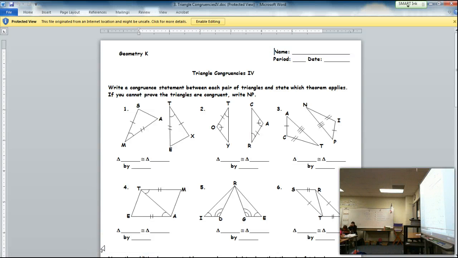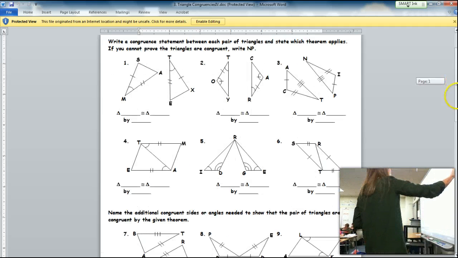Okay, let's just start. Y'all were saying a lot of different numbers. Let's just start with the first page, 1 through 6. Number 5. Okay. Number 5. What can you add to your picture?